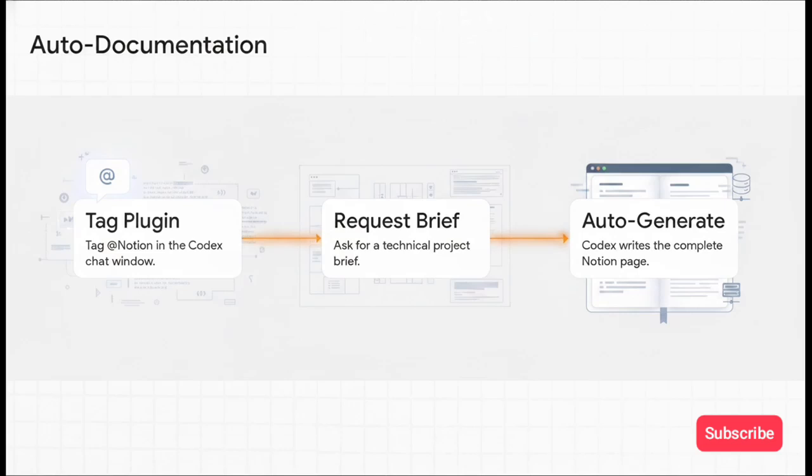Let's be real. Who actually enjoys writing project documentation? Well, step 1. Just tag the @Notion plugin right there in your Codex chat window. Step 2. Ask it to write a technical brief for that finance tracker we just built. Step 3. Sit back and watch the magic happen. Codex reaches out into your connected Notion account, creates a brand new page, and auto-generates the complete tech stack, data flow, and system architecture. That tedious, manual grunt work, completely automated.